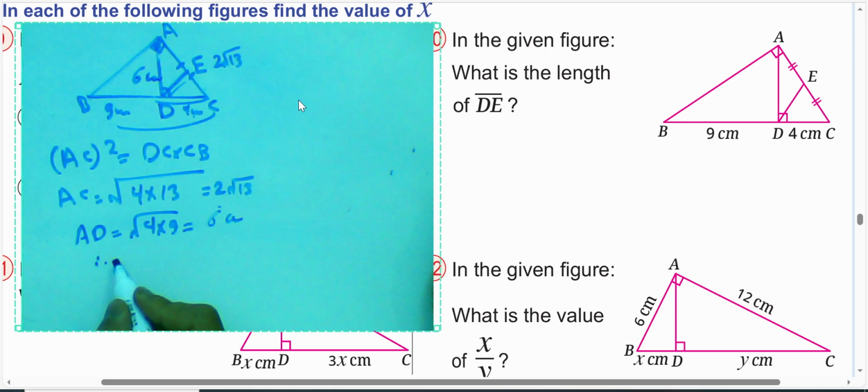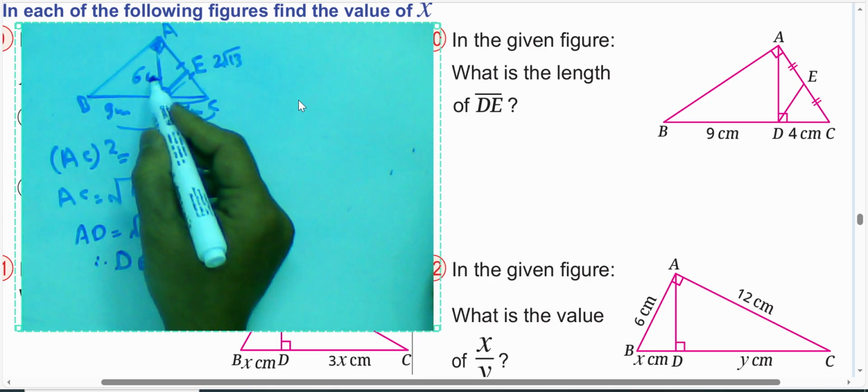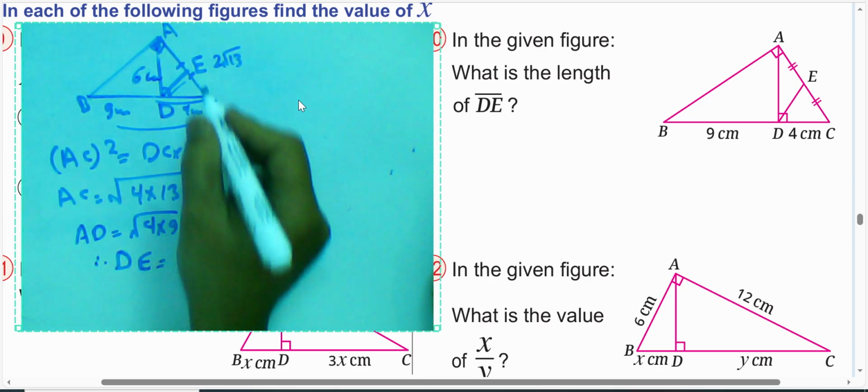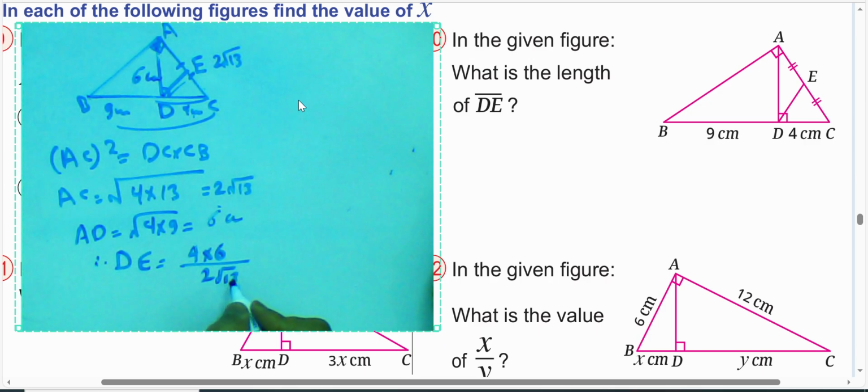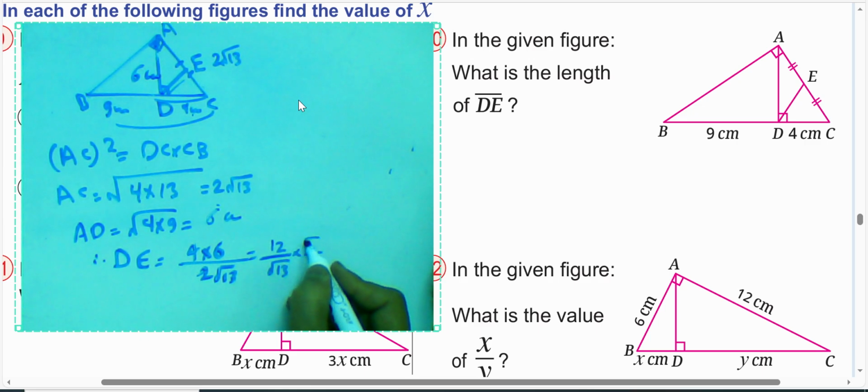Now we can find here DE from Euclid's theorem. Write 4 times 6 divided by 2 root 13. 4 divided by 2 equals 2. 2 times 6, 12. 12 over root 13. We can product by root 13 numerator and denominator. The result will be 12 root 13 over 13.